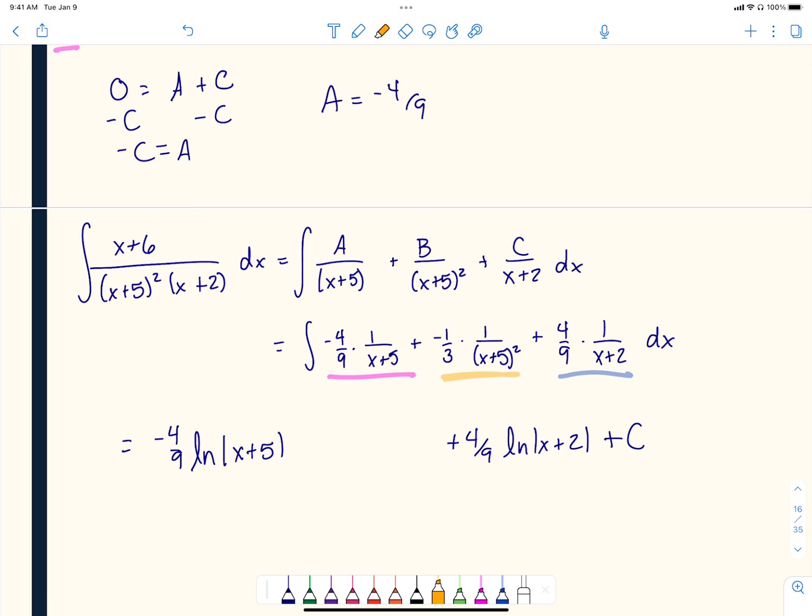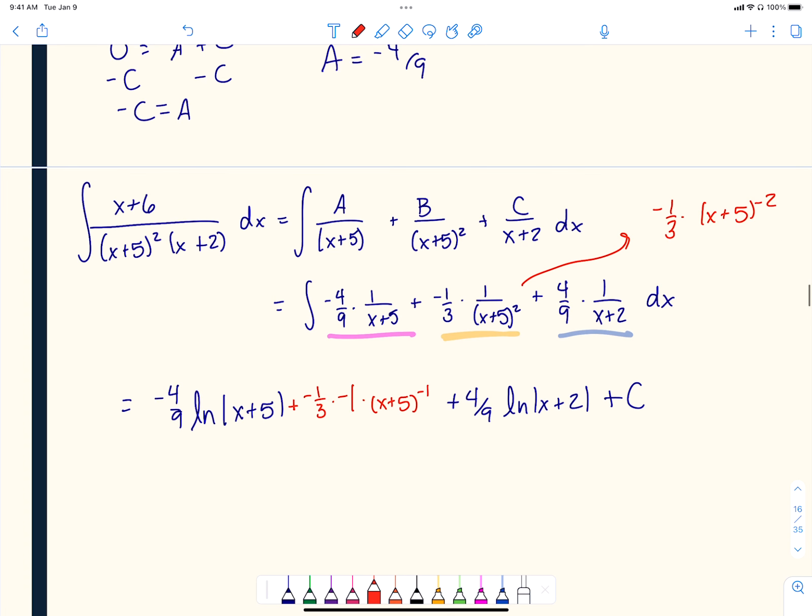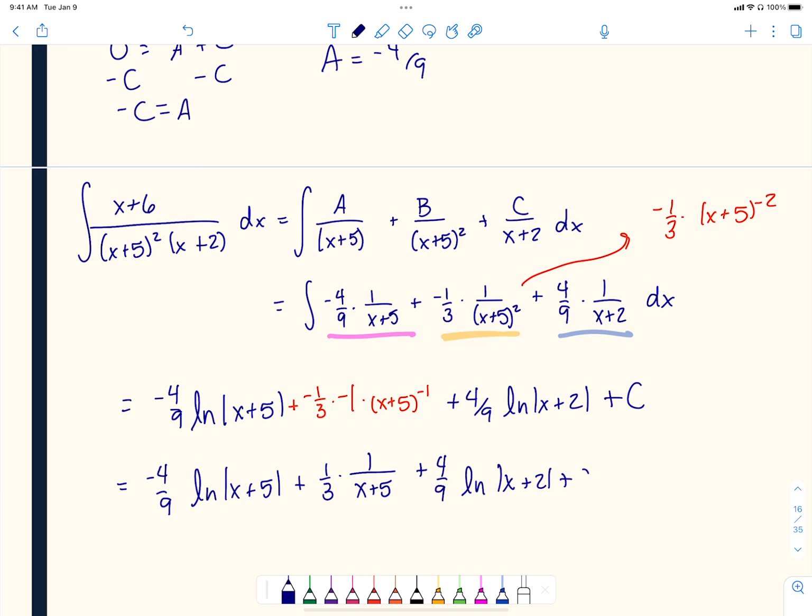And then this middle one, we can rewrite that as -1/3 times x plus 5 to the -2 power, and we can use the power rule. So we'll get plus -1/3 times -1, and then we'll get x plus 5 to the -1 power. So then just making this look nice, we get -4/9 natural log of the absolute value of x plus 5 plus 1/3 times 1 over x plus 5. And you could put those in together as one fraction if you want, but I think I'm going to leave it like that.